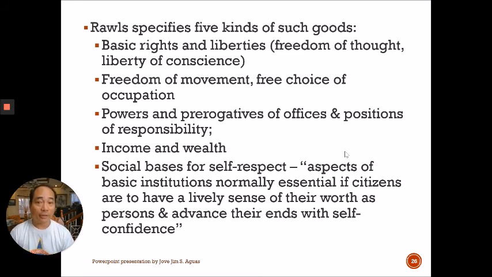Now, if you are persecuted, if you are being bullied, see, there are many examples of these kinds of goods. And if you don't have access to these goods, then you are disadvantaged. Therefore, when the rules are formulated, when inequalities happen, they have to be considered. Let's take for example the basic rights and liberties. Well, the poor don't have access to this. They don't go through the due process.